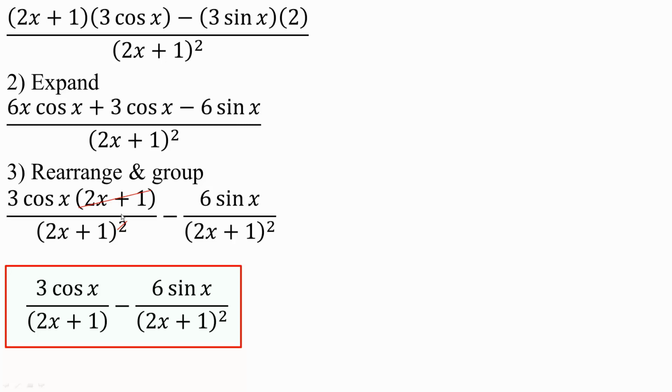Because we did this, we can cancel this term, and we'll cancel one of this term, and so we would get 3 cosine x divided by 2x plus 1, minus 6 sine x divided by parentheses 2x plus 1 squared. This right here is our final answer, and that's all we need to do for this problem.